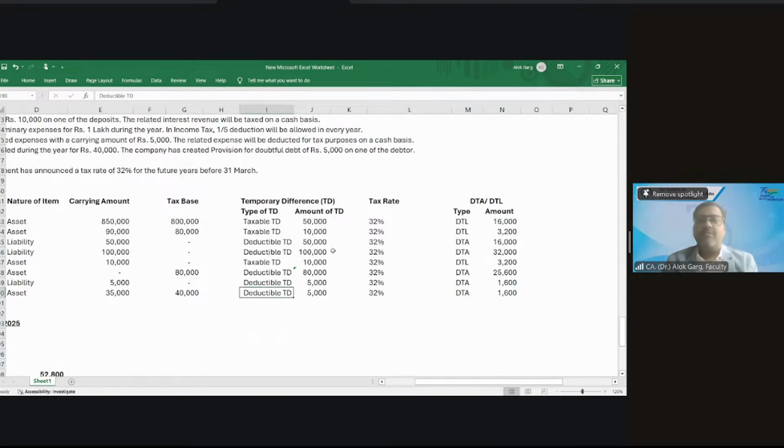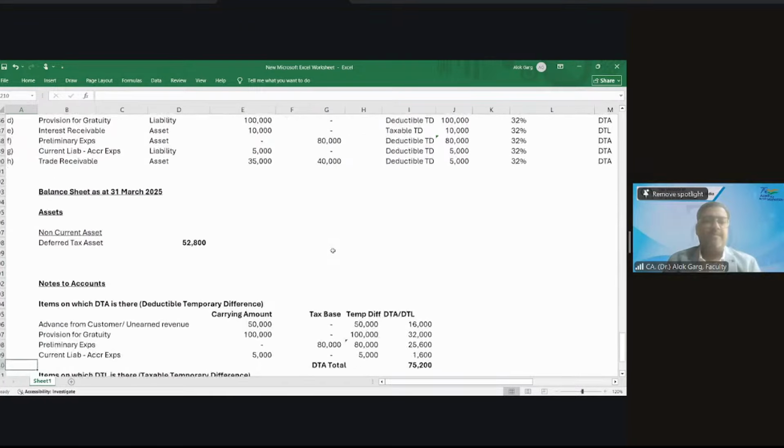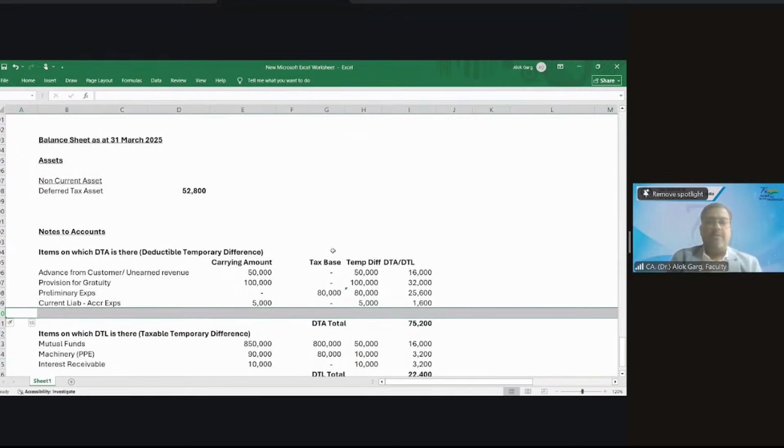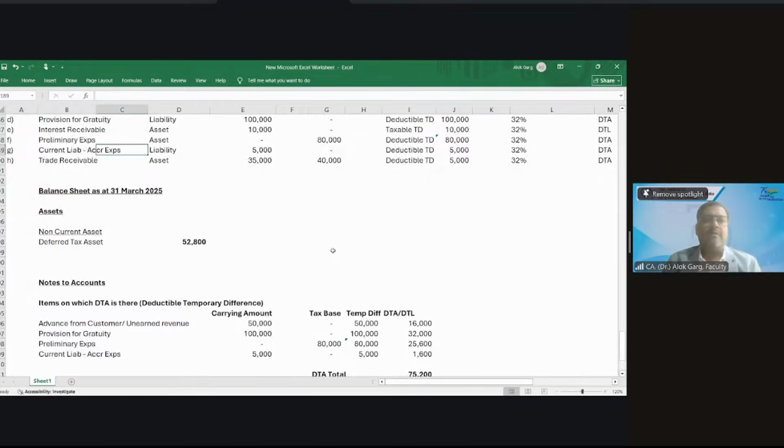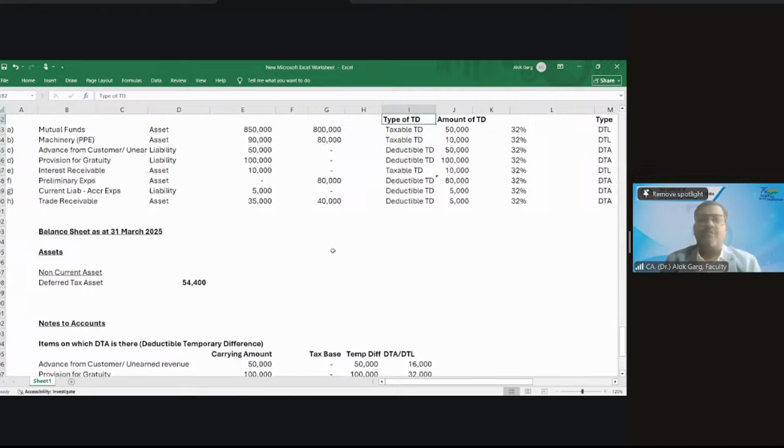This has become very comprehensive. So let me cover trade receivable here. What is my temporary difference on trade receivable? Okay, so this is what it is.